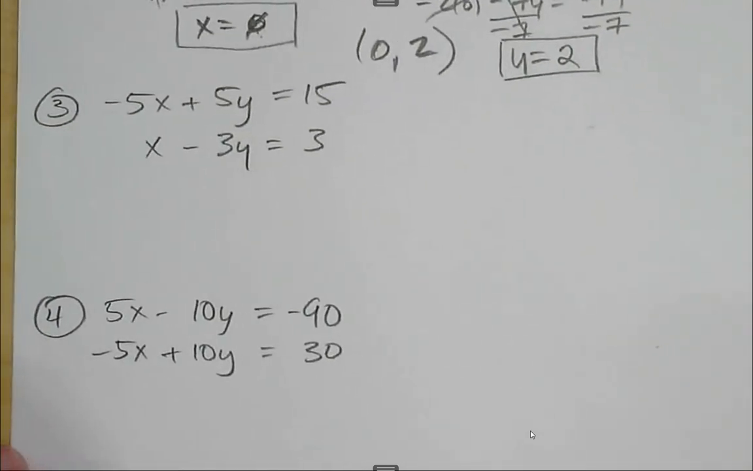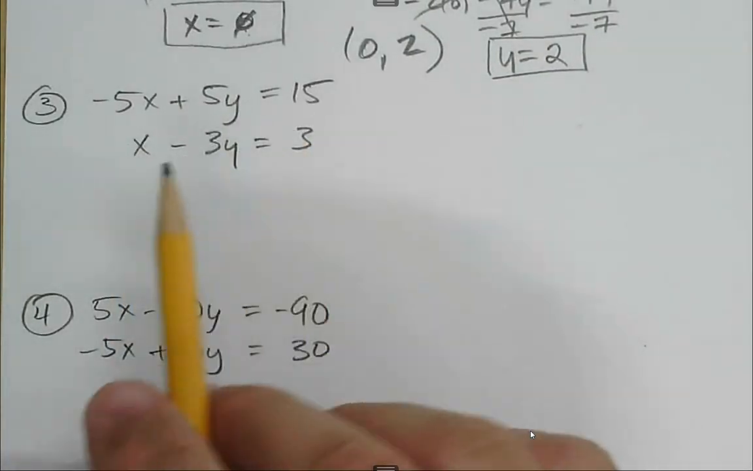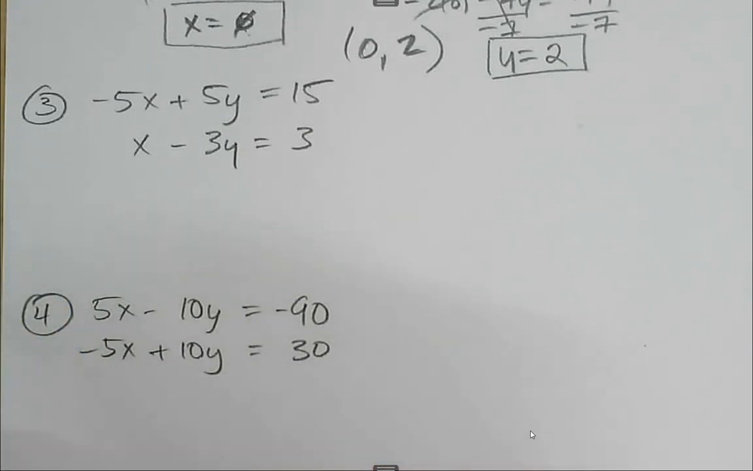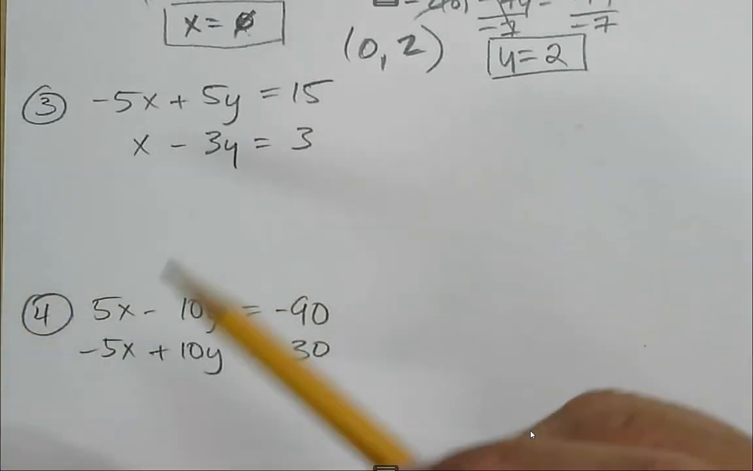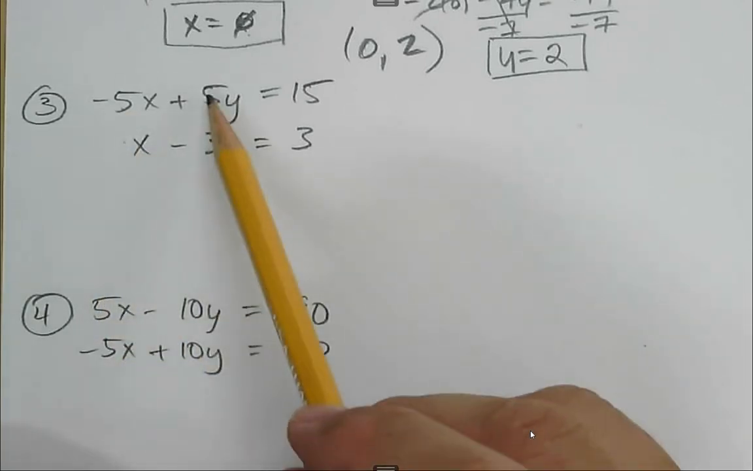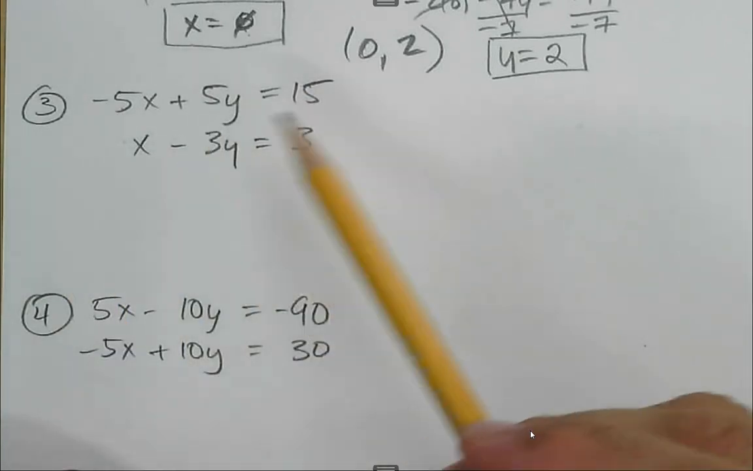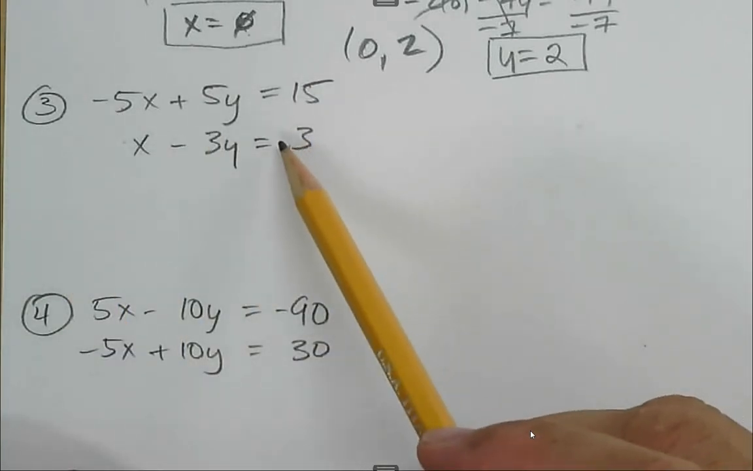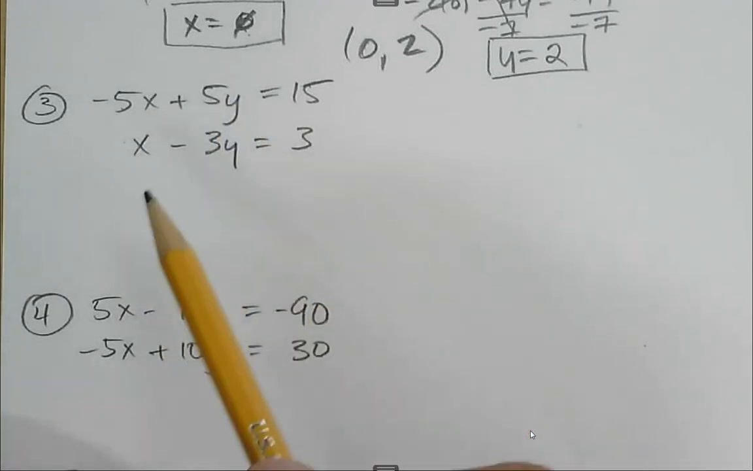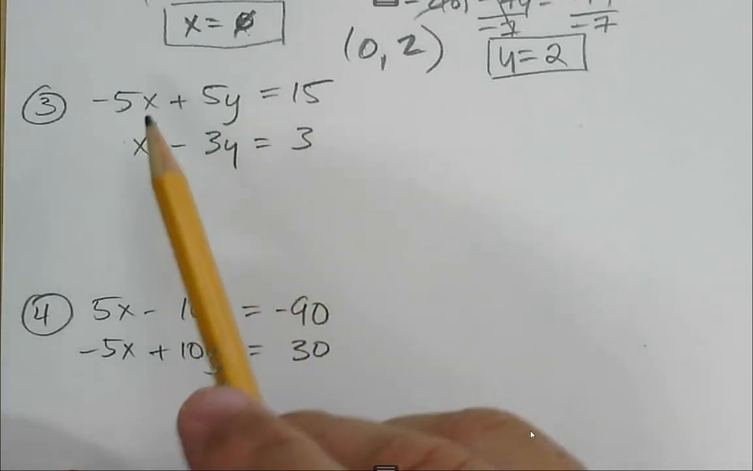Number 3, if you notice here, I do have everything in standard form. The problem is I do not have common coefficients, okay? And this is going to be something that you're going to have to be able to work through. So if you notice, I have a -5 and a 1 here. I have a 5 and a -3 here, and then I have 15 and 3, which are my coefficients. Doesn't really matter anyway, because I've got to eliminate one of these two variables.